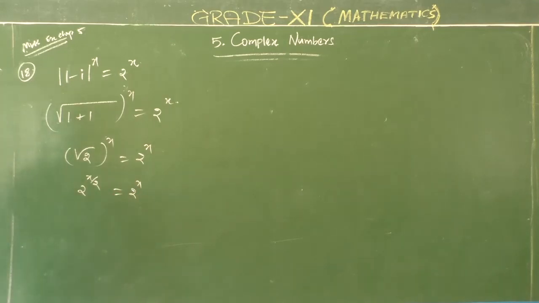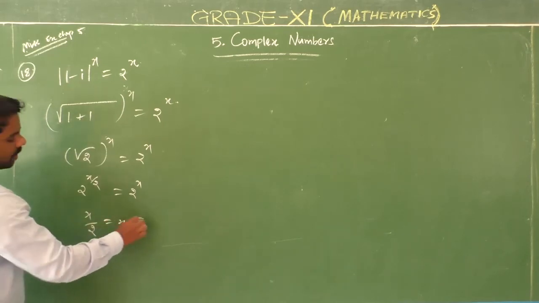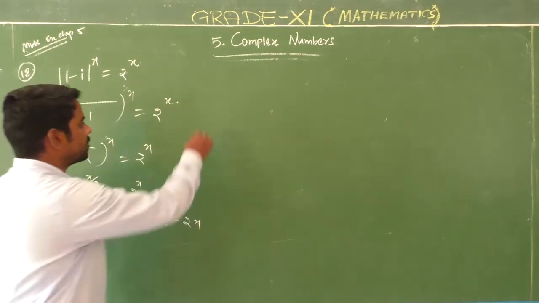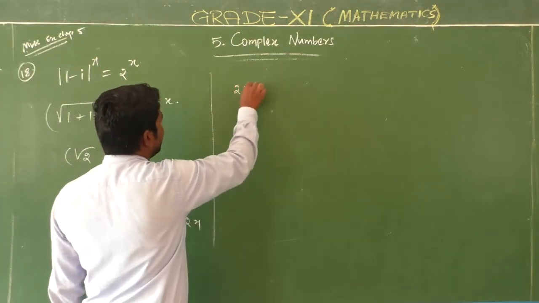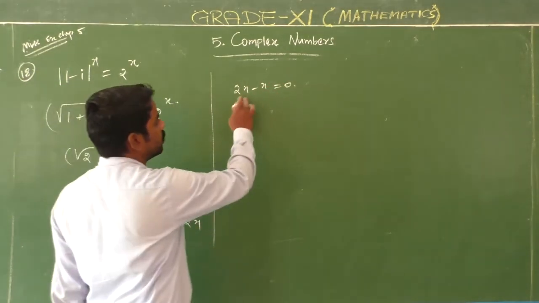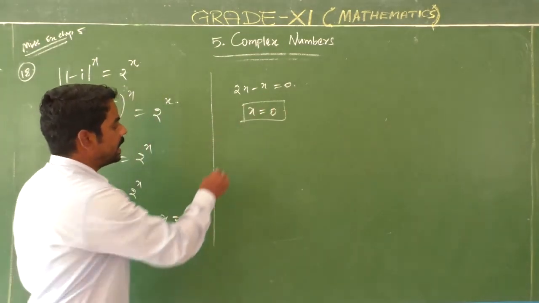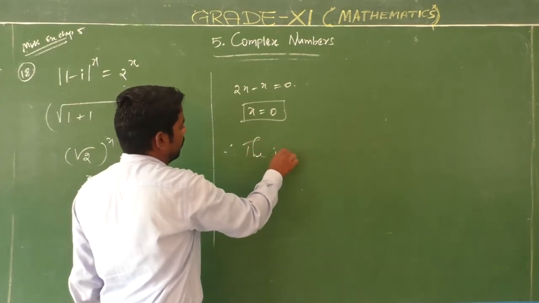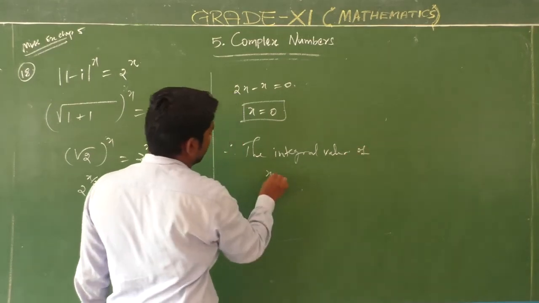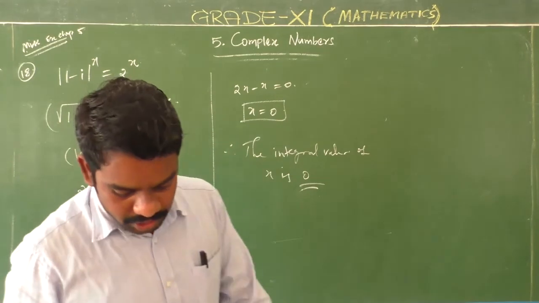Base equal, power also equal, so x by 2 is equal to x. X by 2 is equal to x, which implies x equal to 2x. Therefore 2x minus x equal to 0, and 2x minus x is x. So x equal to 0. Therefore, the integral value of x is 0 only.